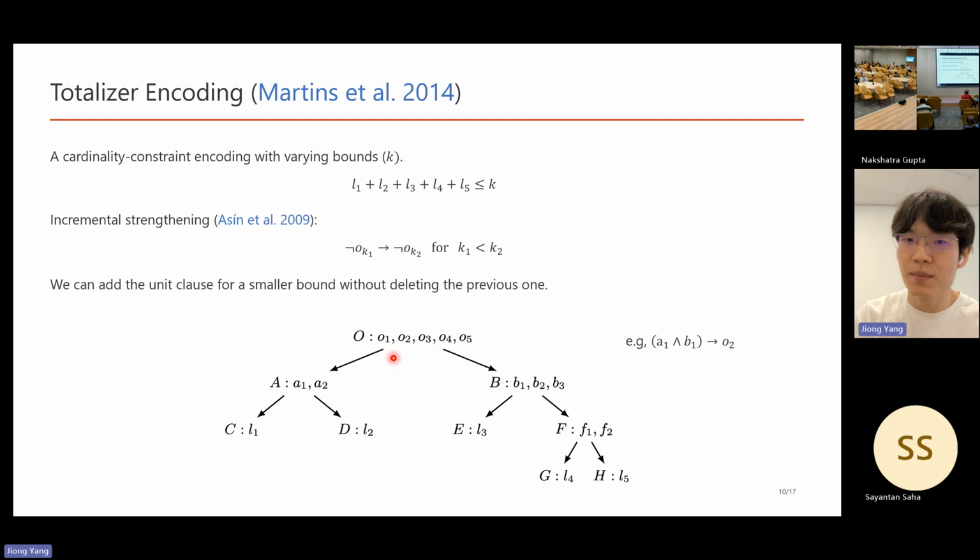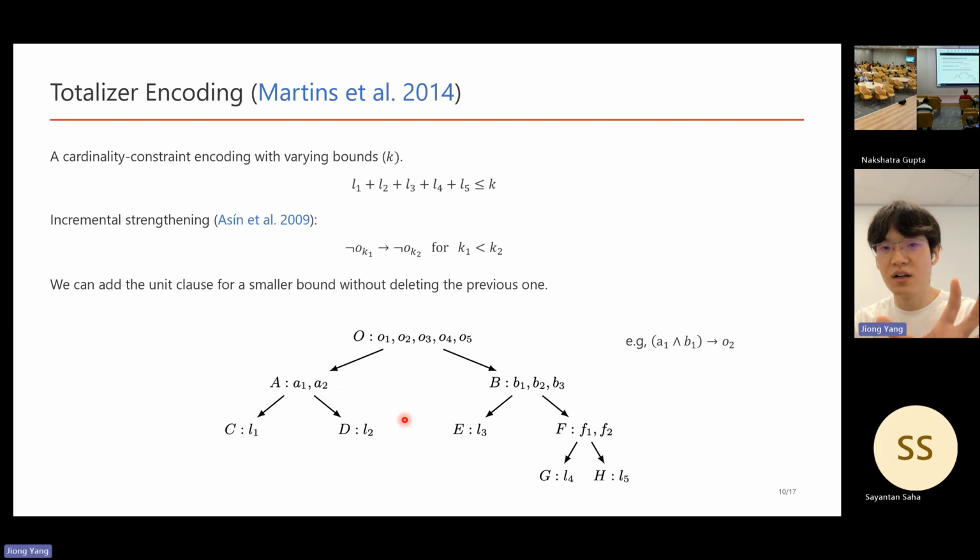includes the indicator variables for the sum of the input variables. So for example, assigning o2 to true means that at least two variables from l1 to l5 are true, while a false assignment means that at most one input literal is true. And every internal node represents the intermediate sum over its two children. So for example, the node A represents the sum over the variables from C and D. And the variables a1 and a2 indicate whether this sum is at least 1 and 2 respectively.